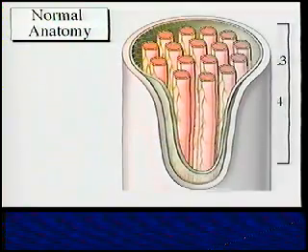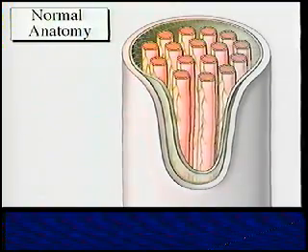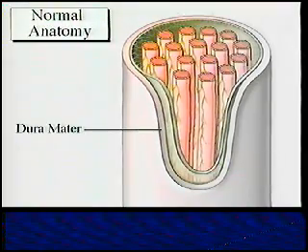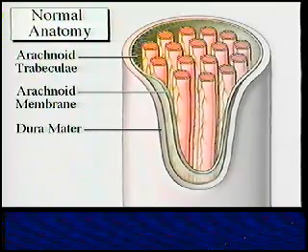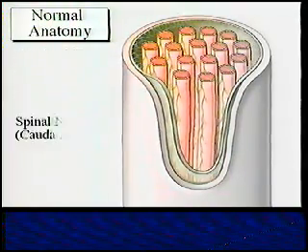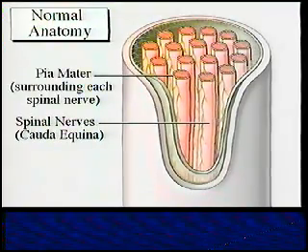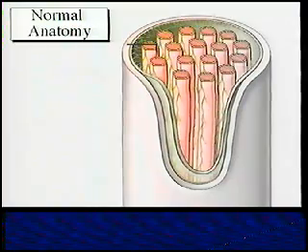L2 area. We are now looking at an enlarged segment of the spinal canal with the various membranes covering and surrounding the spinal nerves. On the outside is the thickest membrane called the dura mater. Next to it is a thinner membrane called the arachnoid membrane. The pia mater is a very fine membrane surrounding each nerve, and one sees the nerves themselves. The subarachnoid space normally contains spinal fluid.